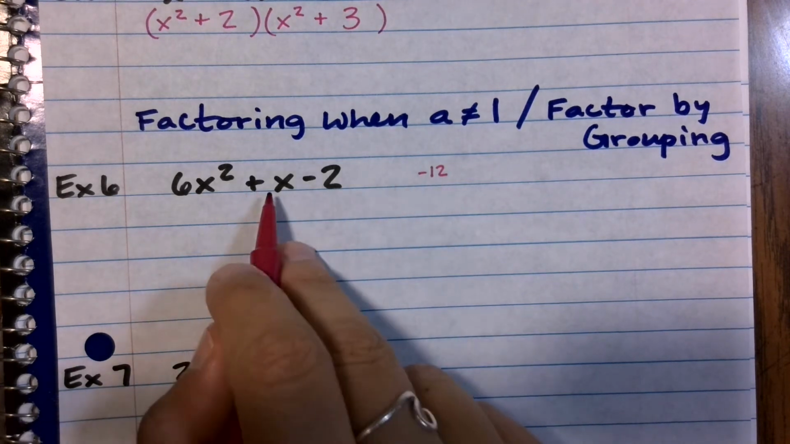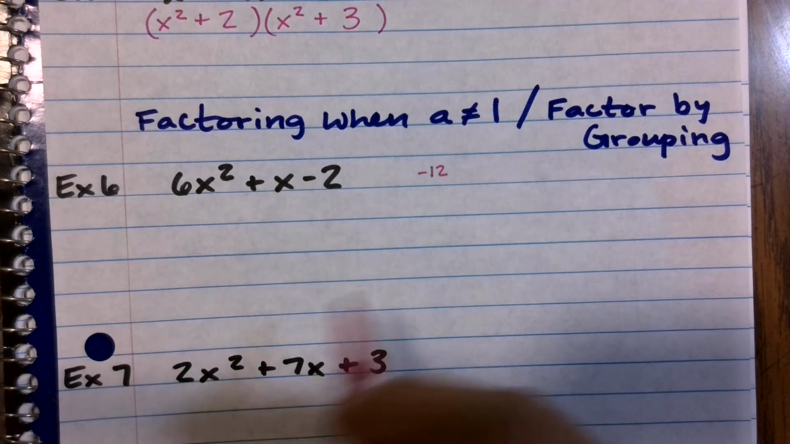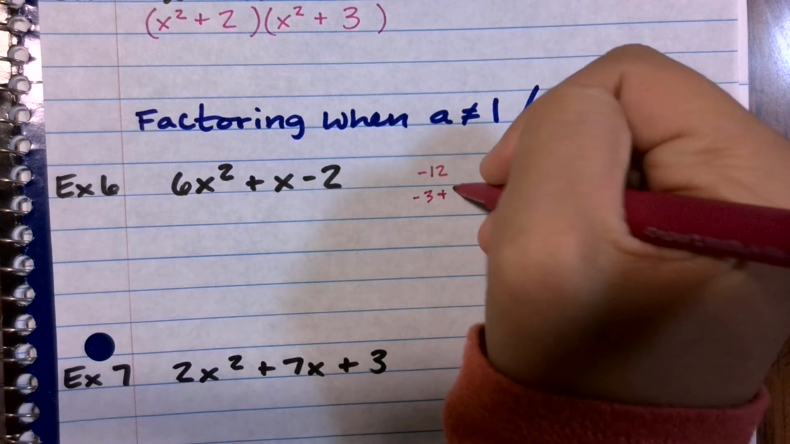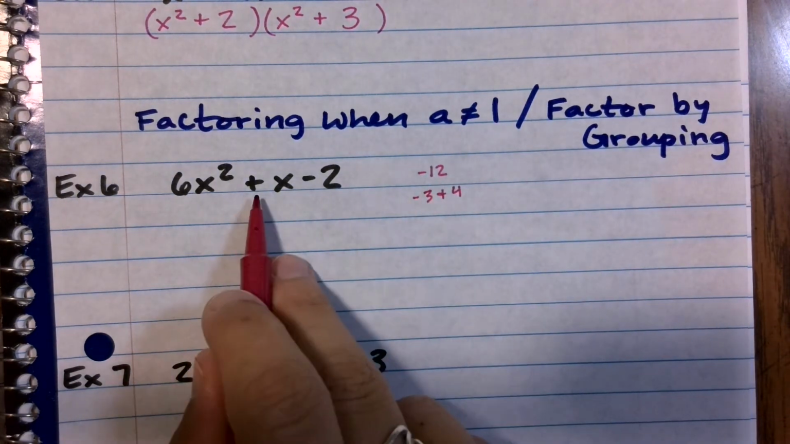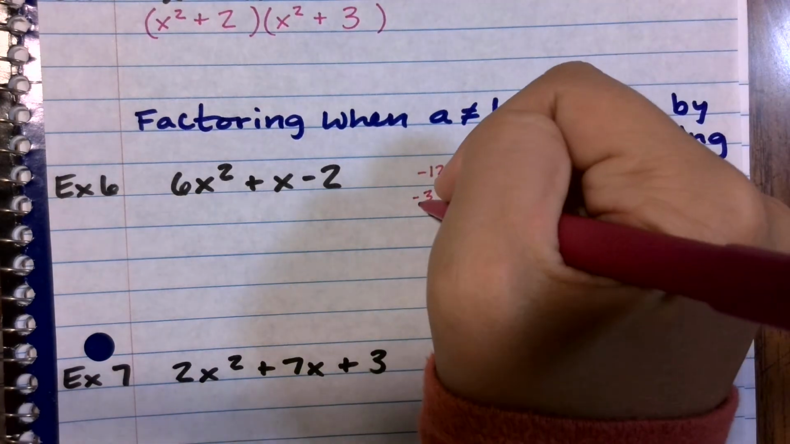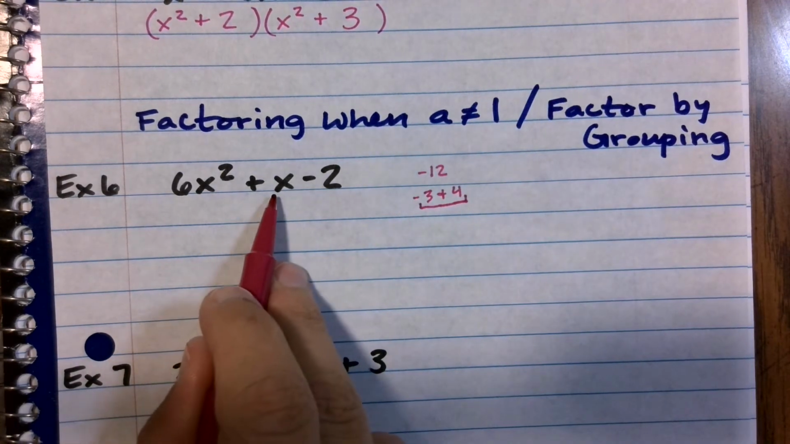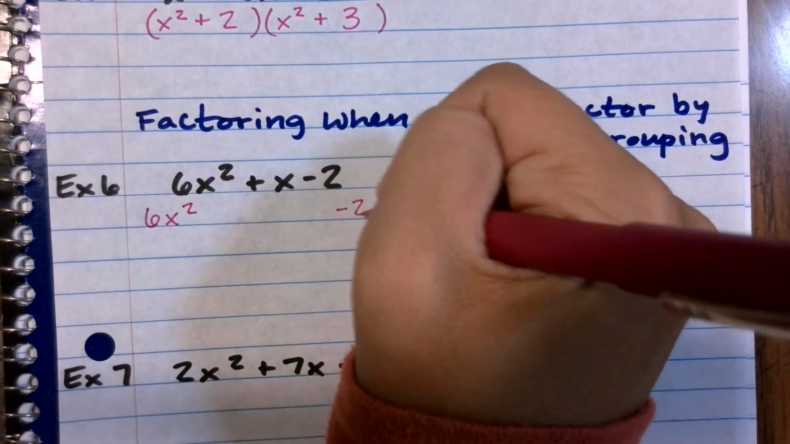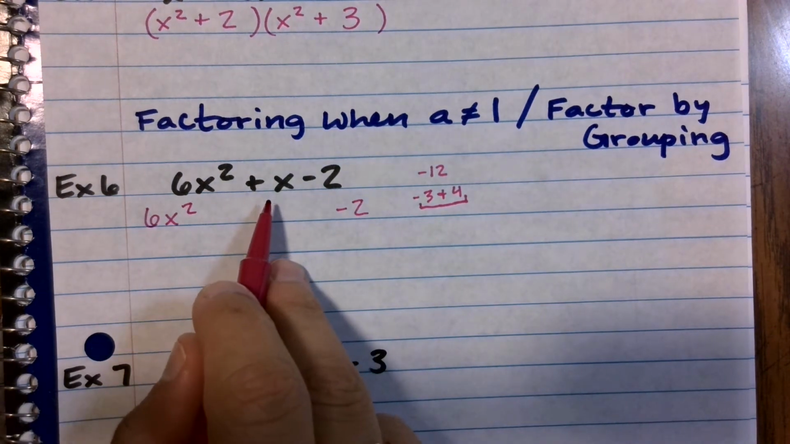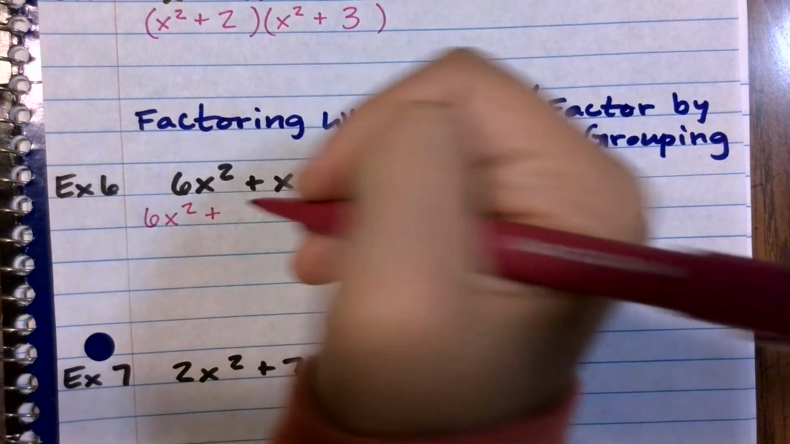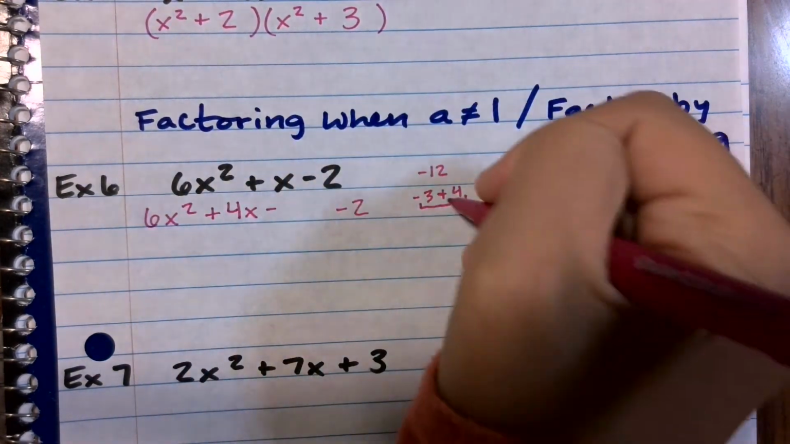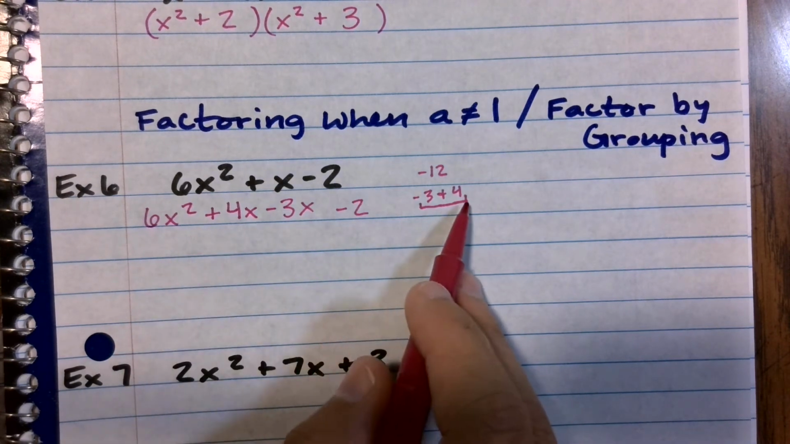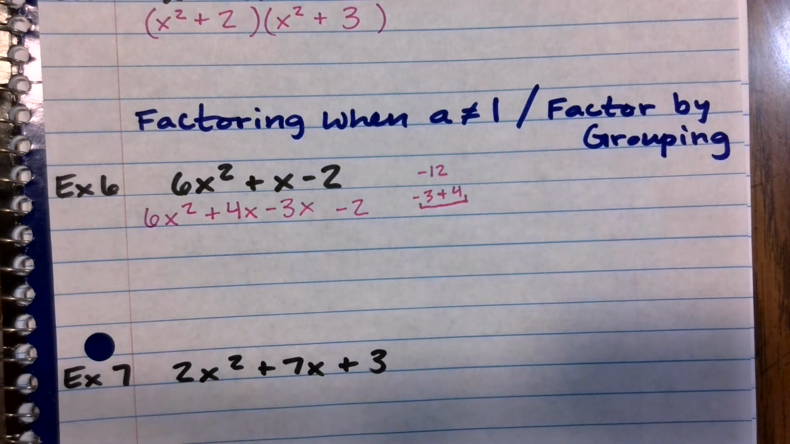So multiplying to be a negative 12, adding to be a positive 1. If we need to roll through several, we can, but I think, let's see, negative 3 and 4. Those multiply to be negative 12, add to be a positive 1. We're going to take those two numbers and use them to split the middle term. So I'll leave my 6x squared the same, I'll leave my negative 2 the same, but instead of having a plus x, I'll have a plus 4x minus 3x. It doesn't matter which order these went in, I just wrote the plus first, so I went ahead and did 4x first and then minus 3x.